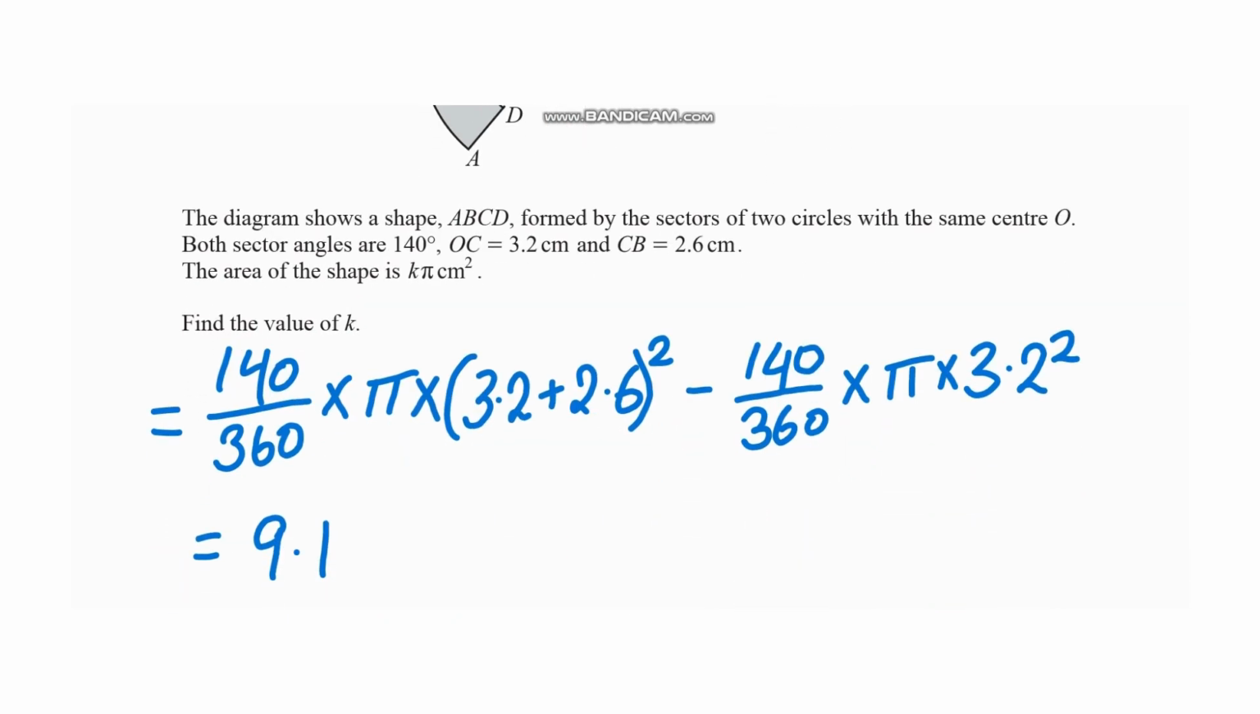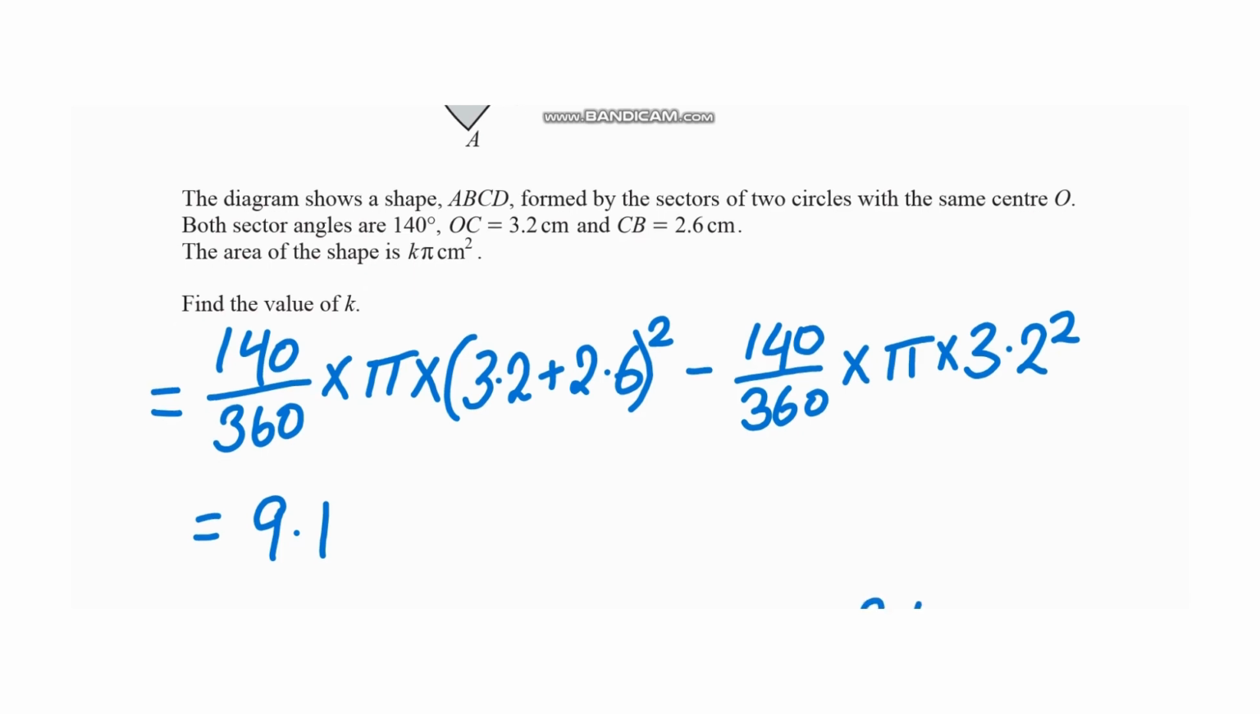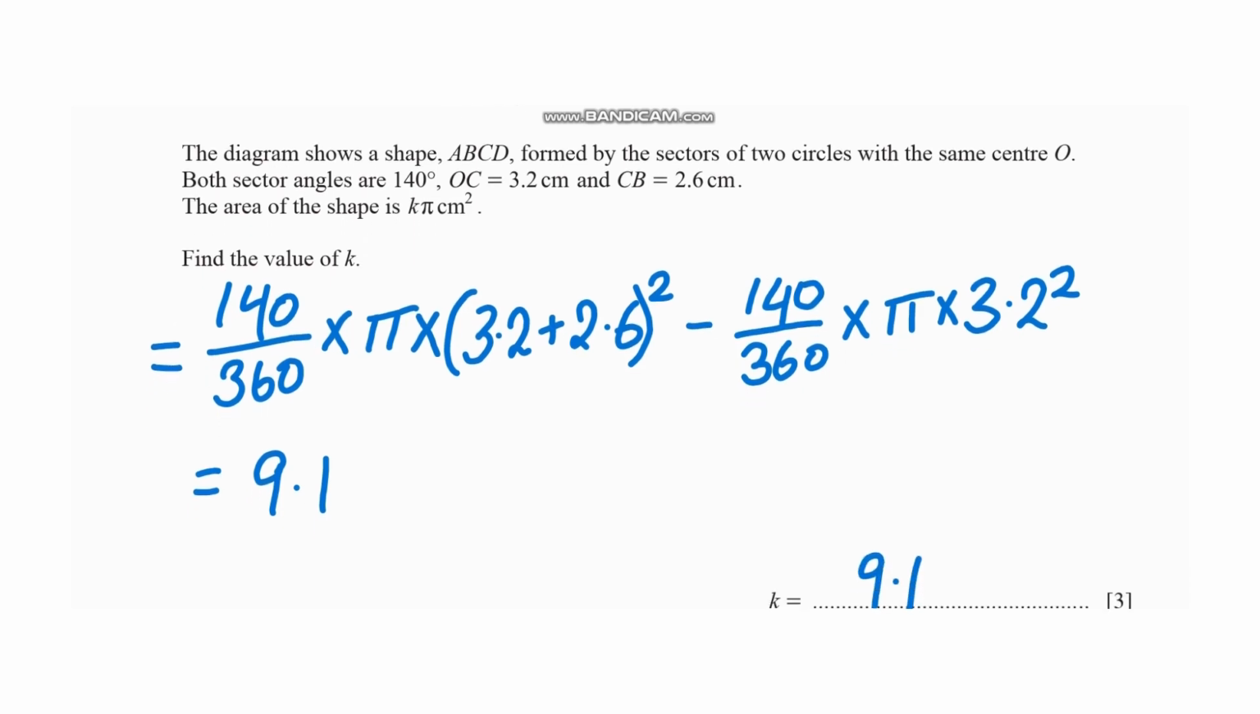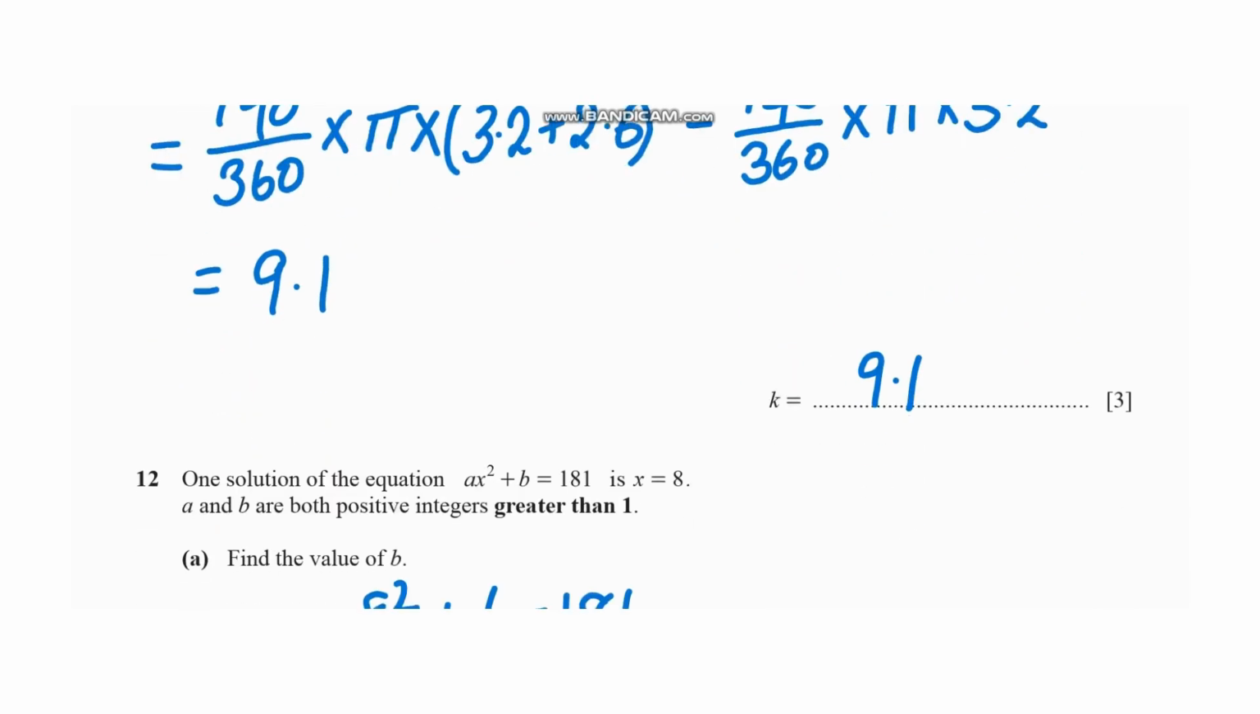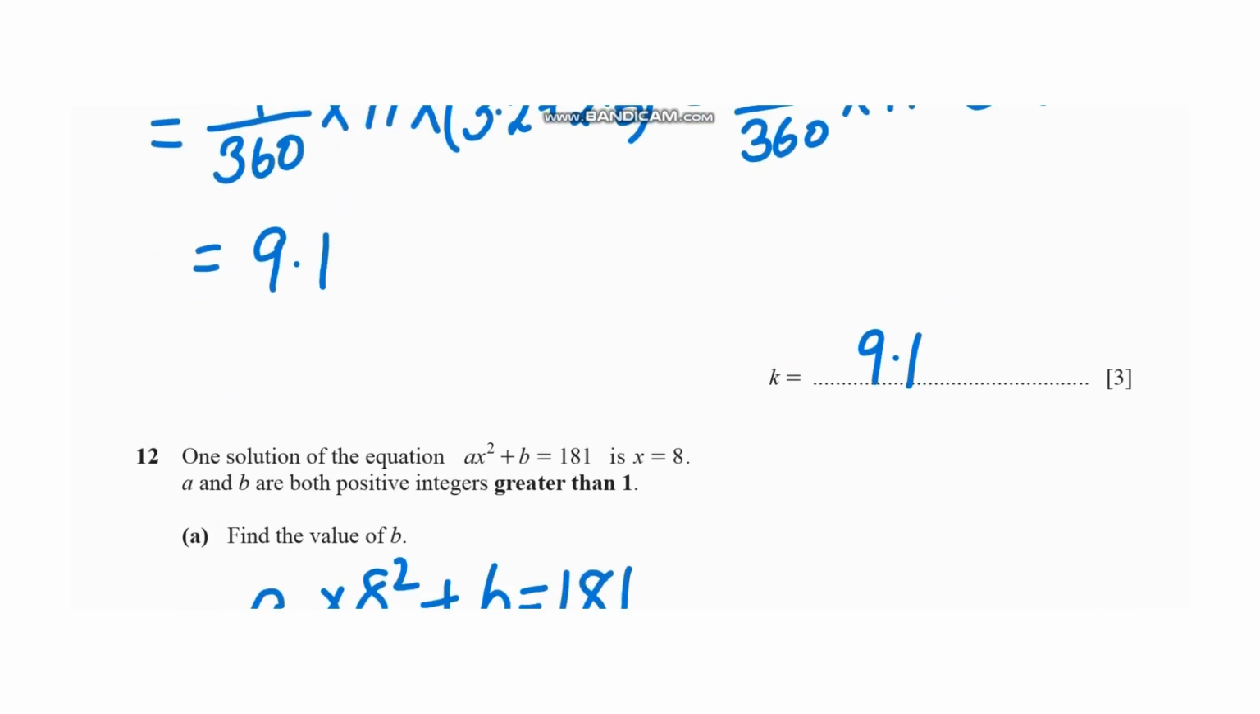So what we will do is we will use this: 140 divided by 360 multiplied by pi multiplied by (3.2 plus 2.6) to the power of 2, minus 140 divided by 360 multiplied by pi multiplied by 3.2 to the power of 2. So the answer is 9.1, which is the value for letter k. So the value of k is 9.1, and that's the final answer.